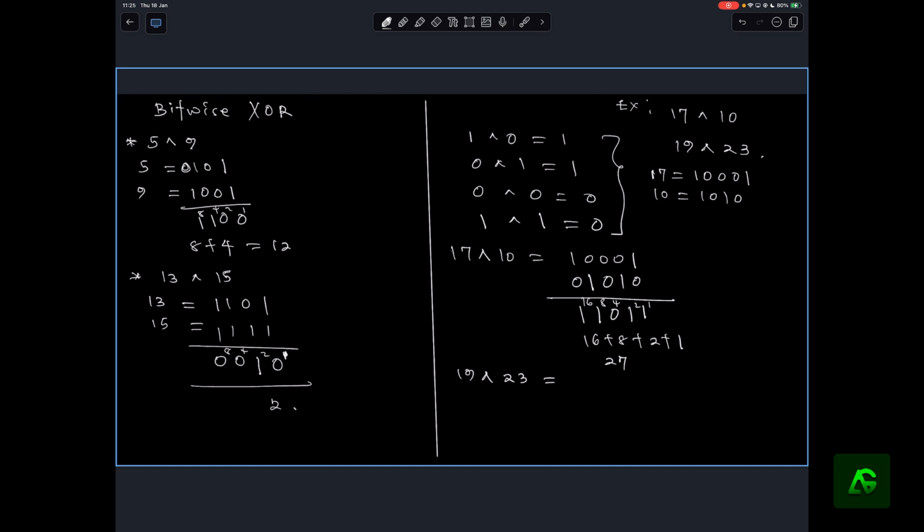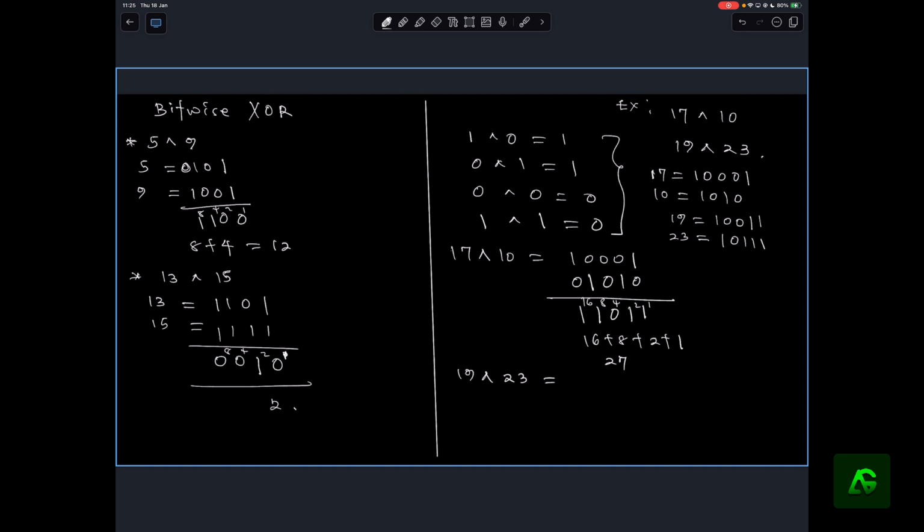So 19 in base 2 is what? 10011. And 23 in base 2 is 10111.